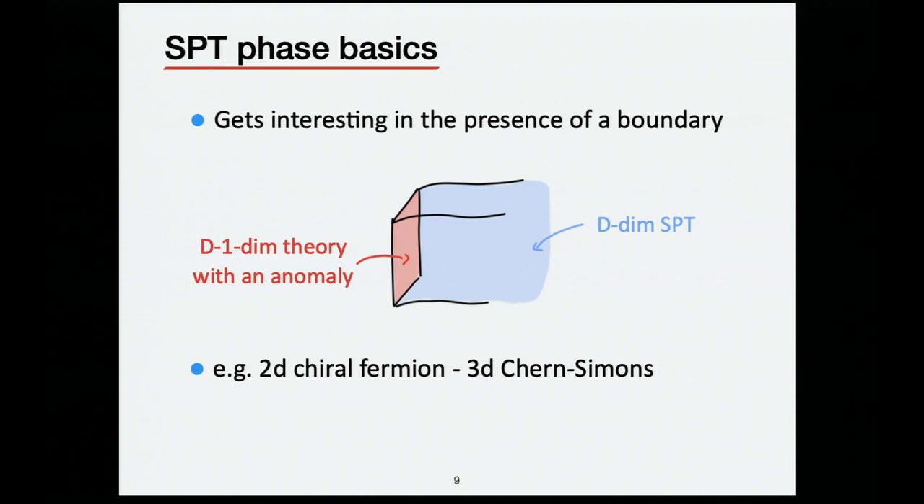And the intuition is that there's some three-dimensional SPT phase here, and if we do a gauge transformation, then the partition function is not going to be gauge invariant, and there's going to be some boundary term that will have to be cancelled by the theory at the boundary. So this is just the usual picture of anomaly. There's a very well-known example, which is the parity anomaly in 2D, for a chiral fermion, and there's some bulk SPT, which is a 3D Chern-Simons theory, the one that cancels it.